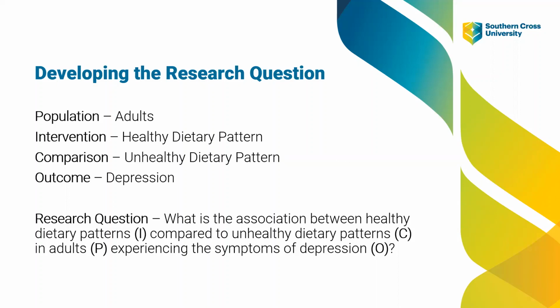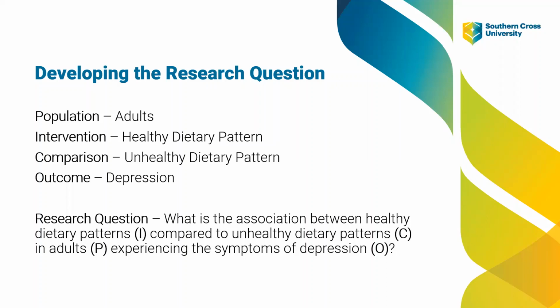We then look at the intervention. So my intervention is healthy dietary patterns and their effect on the risk of depression, where my comparison is unhealthy dietary patterns. So diets with high levels of ultra-processed foods, etc. And that outcome, of course, is depression.